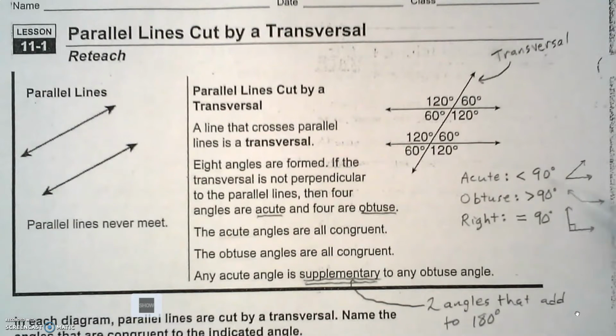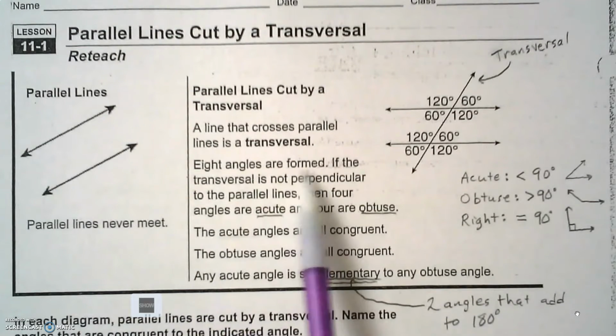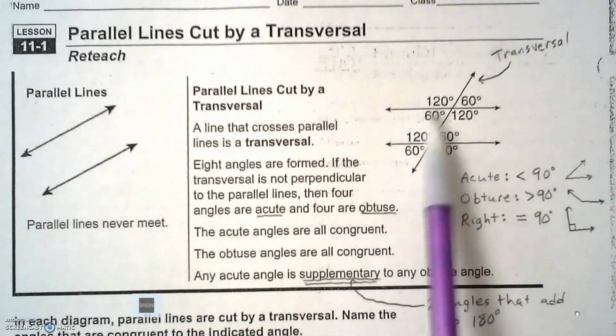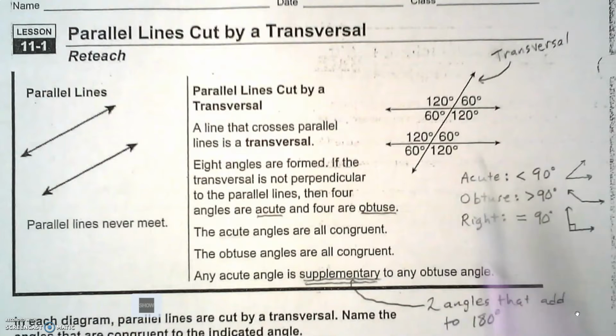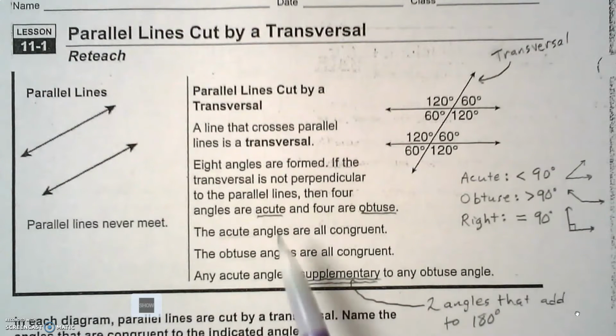So anyway, parallel lines we're probably familiar with, lines that never meet. A transversal is the line that cuts through the parallel lines. So this line is the transversal. Now when you do that, 8 angles are formed. See, 1, 2, 3, 4, 5, 6, 7, 8. 4 of the angles are acute angles, and 4 of the angles are obtuse angles.